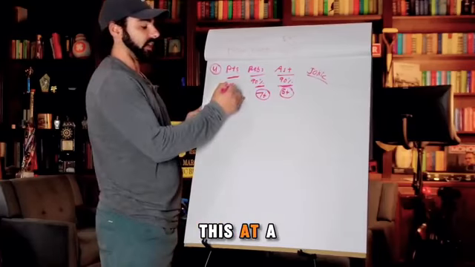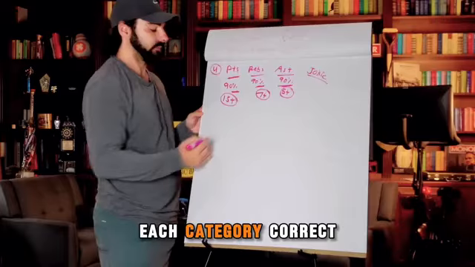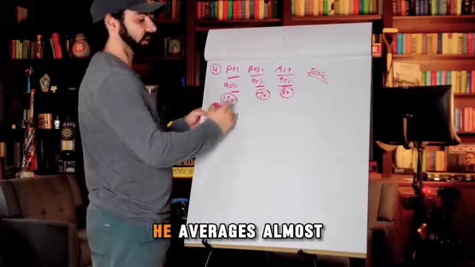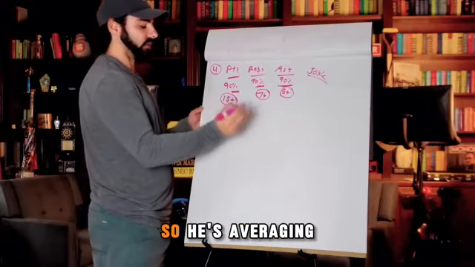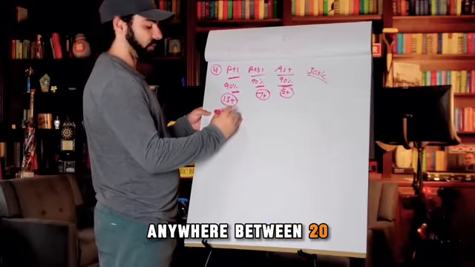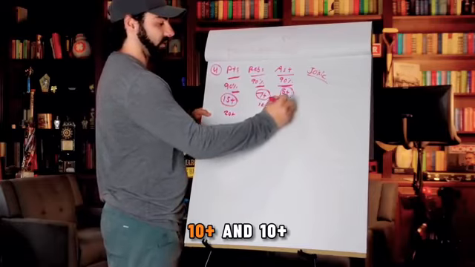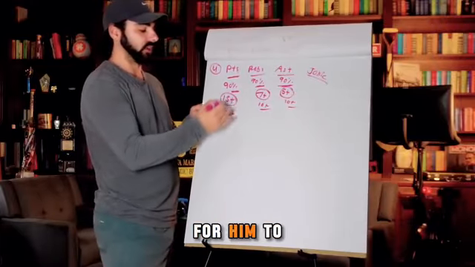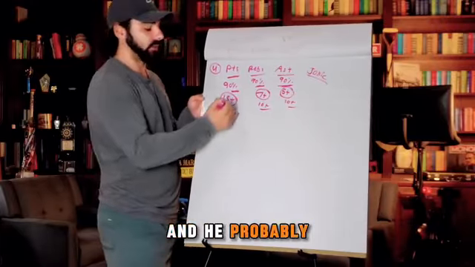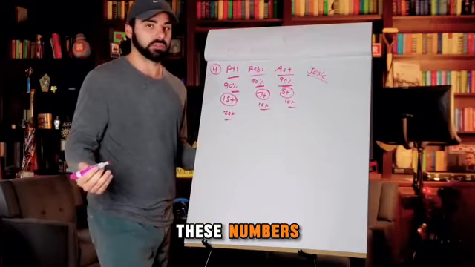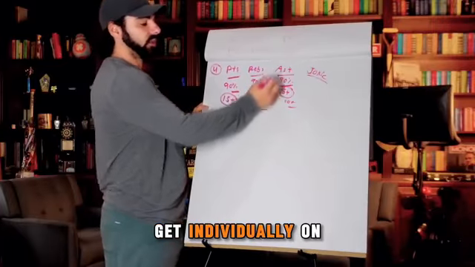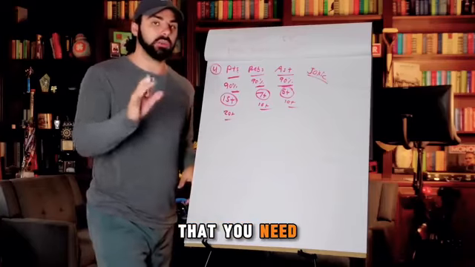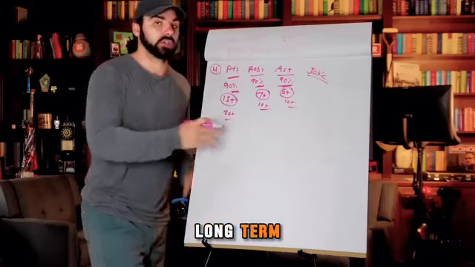Now he hits this at a 90% rate in each category, correct? Because if you go and look at his averages, let's just ballpark his averages here. He averages almost a triple-double, okay? So he's averaging anywhere between 20+, 10+, and 10+, all right? So we have a tremendous advantage for him to just play mediocre, and he probably should still be able to hit these numbers. Now the odds that you're going to get individually on these stats are going to vary. They're going to be different. But this is the regulation that you need to be able to hit this long term and actually make money doing this long term.